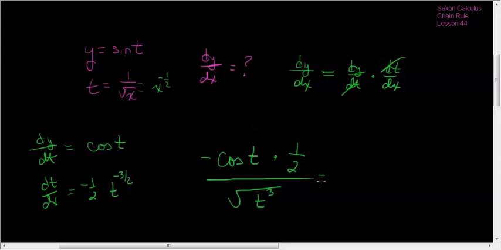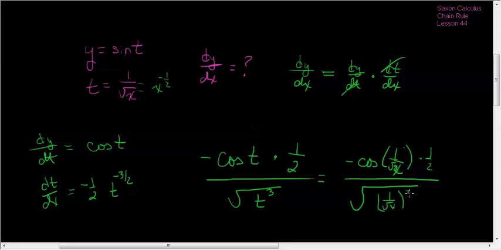But t is 1 over the square root of x. This is getting more complicated. So this is going to be negative cosine of 1 over the square root of x, times 1/2, divided by the square root of 1 over the square root of x cubed. Now that's kind of messy. Let's see what it simplifies to.